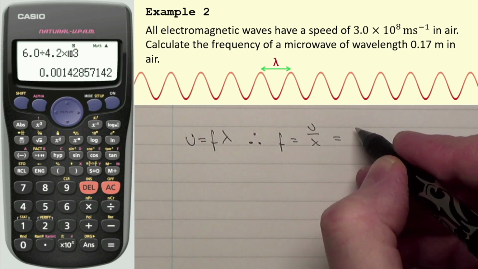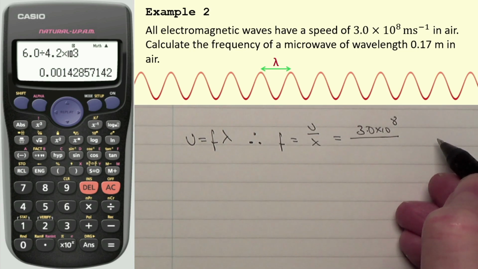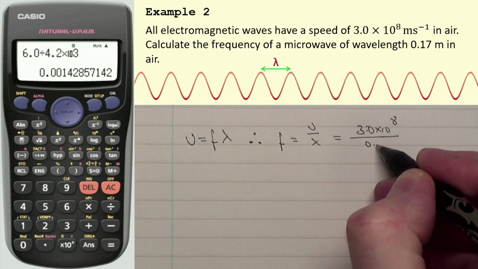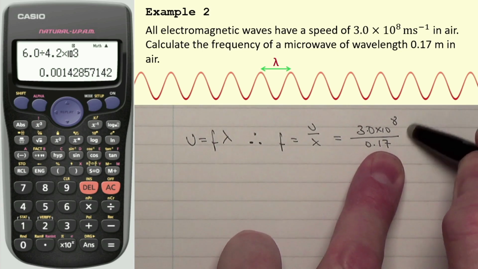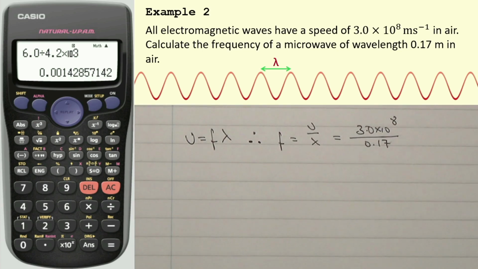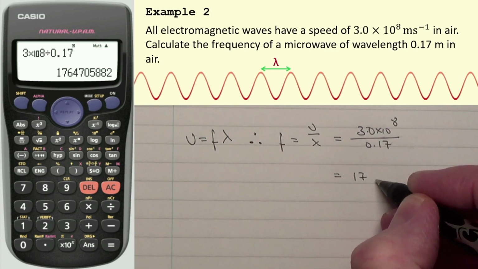And v is 3.0 times 10 to the power of 8. The wavelength, now what was that wavelength again? 0.17. And when we work that out in the calculator, in fact, I'll write this down in the next line. We have, let's find out, 3 times 10 to the power of 8 divided by 0.17. That gives us a massive number. Now again, if I was to write all of that down, I'll write it here just so you can see, but you don't obviously write this down in the exam.